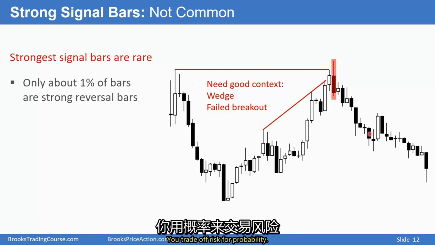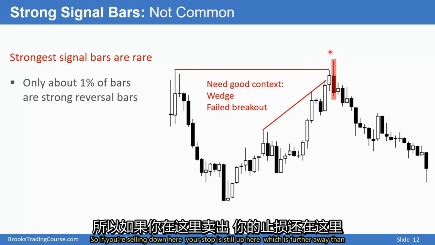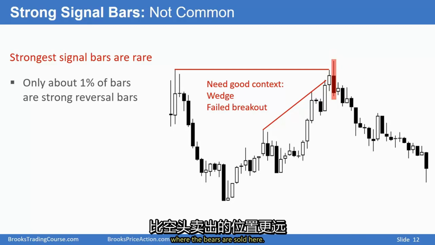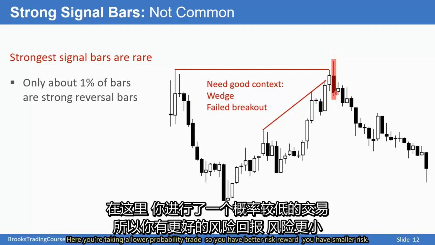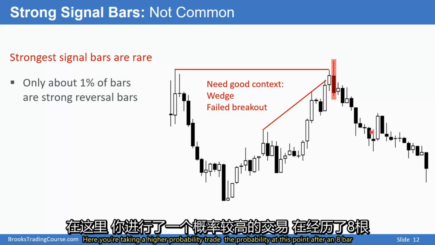You trade off risk for probability. So if you're selling down here, your stop is still up here, which is further away than for the bears who sold here. But that's always the case. Here you're taking a lower probability trade, so you have better risk reward. You have smaller risk. Here you're taking a higher probability trade.